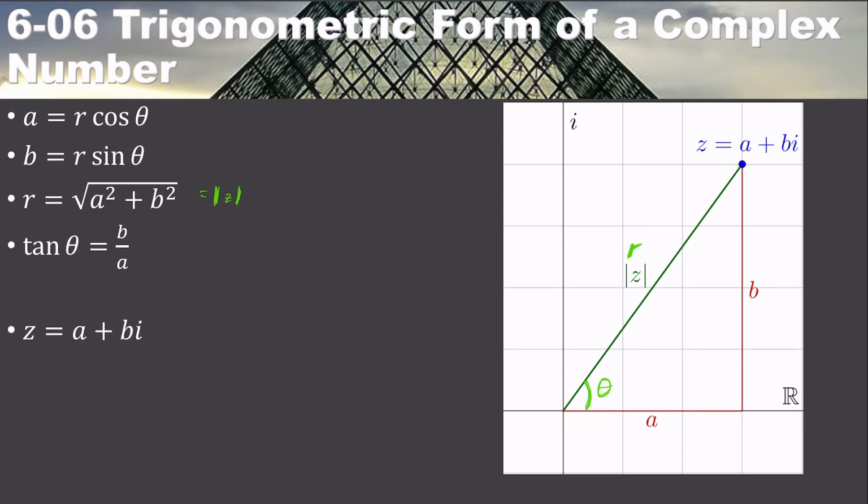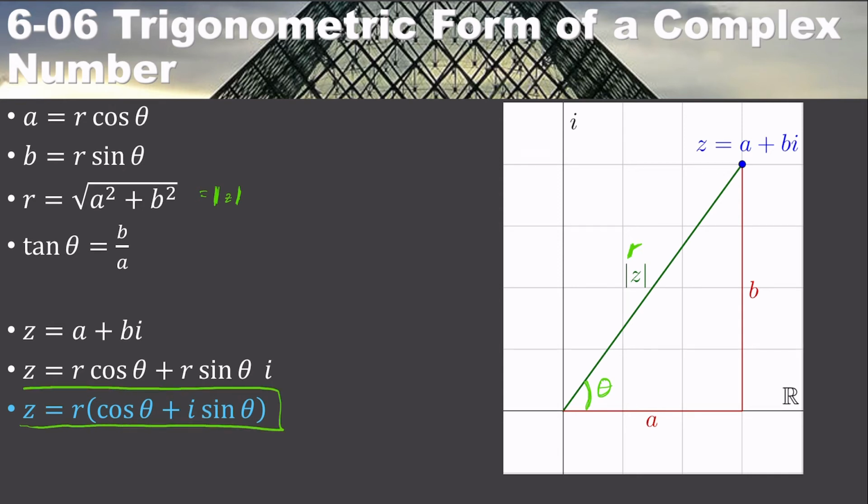Well, if z is a plus bi, then a is r cosine theta and b is r sine theta. We could factor out the r and we get that, and that is the trigonometric form of a complex number. So you do kind of need to know that, hence it's a different color. The r is called the modulus, theta is called the argument.